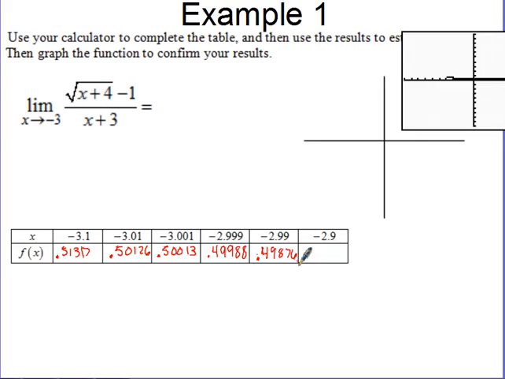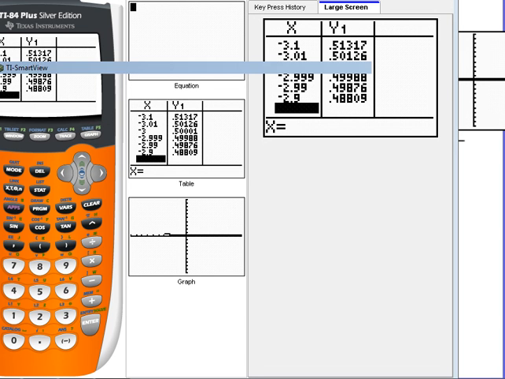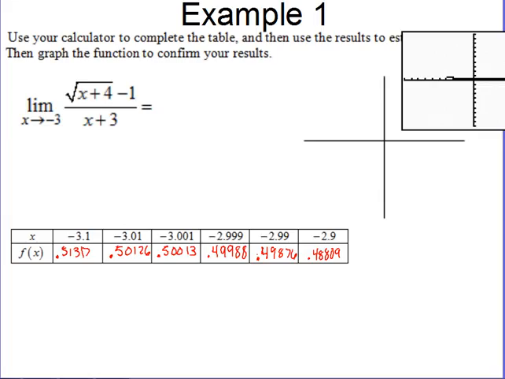Yes. And what about negative 2.9? Okay, so is there a trend? Now notice I'm going from both sides. So as I'm approaching negative 3, what is this thing doing here?